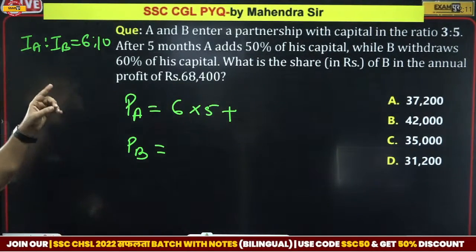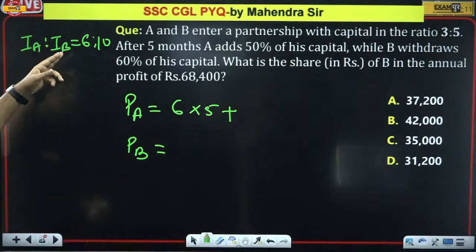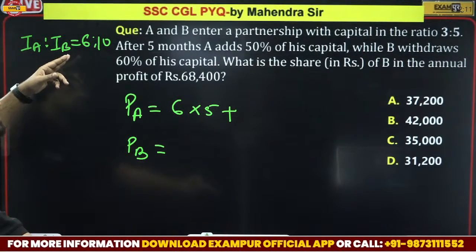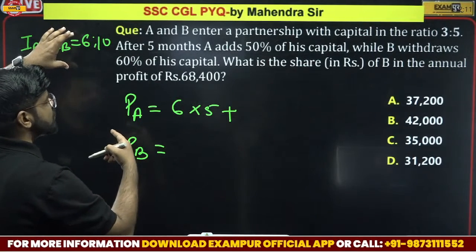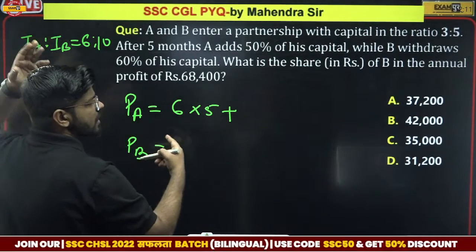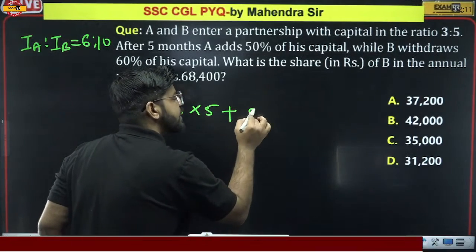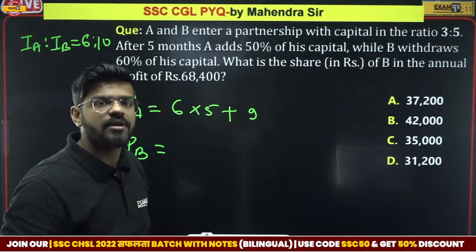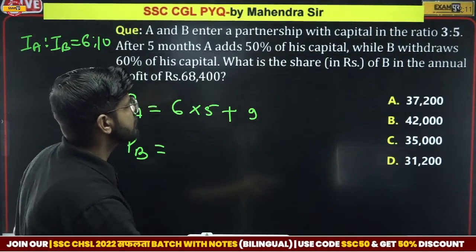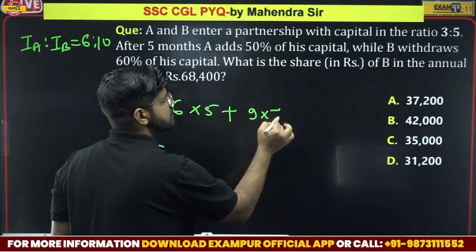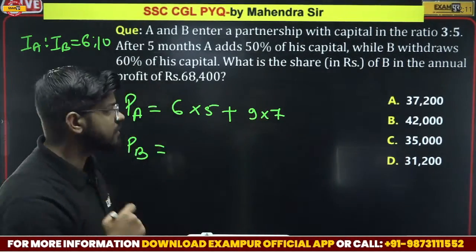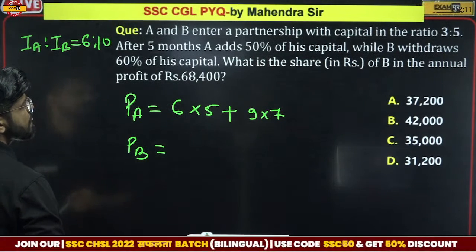So he was investing 6 earlier. Now he is adding 50% more. 50% of 6 is what? 3. 50% means half. So 3 is added, and that means now the investment is 9 for the rest of the period. Rest of the period means 7 months.